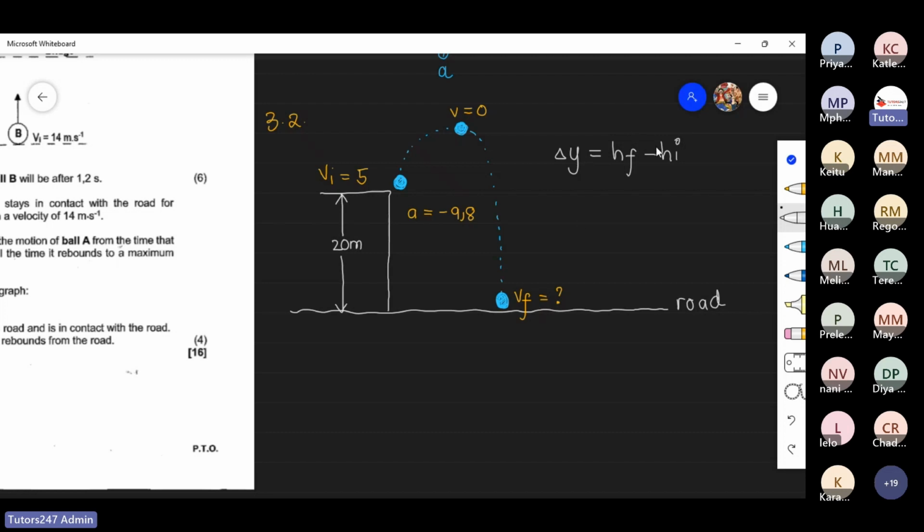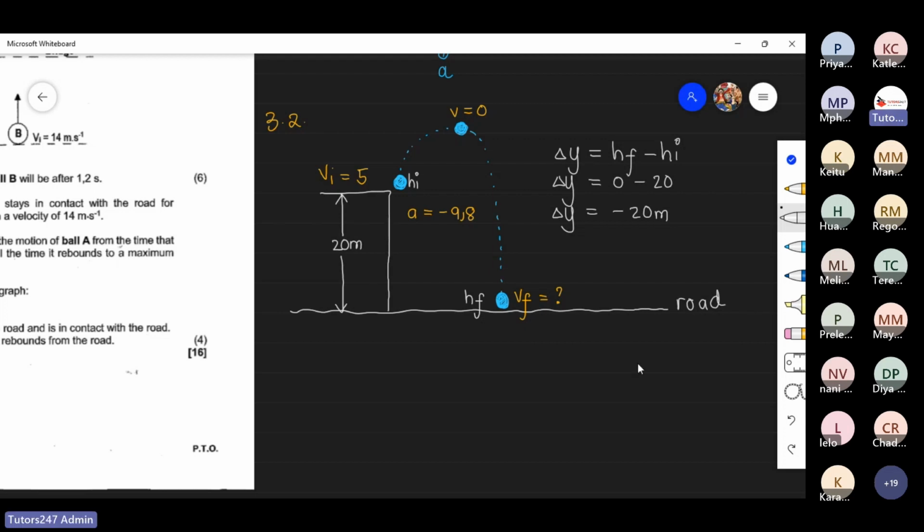So our final height, which is when it hits the ground, and our initial height, which is when it was thrown. So our delta y, or our displacement, is going to be 0 meters, which is when it hits the ground. That's the final position, minus 20 meters above the ground, which is when it was first projected. Therefore, our displacement is going to be negative 20 meters. That is how we have now found our displacement.